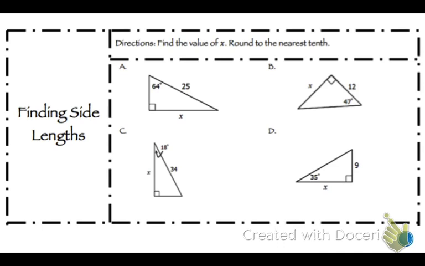Okay, let's do the last couple examples. So now we're using trig to find actual side lengths given an angle measure and a side. Okay, so let's look at example A. We need to find x.